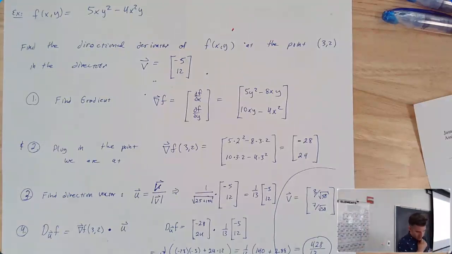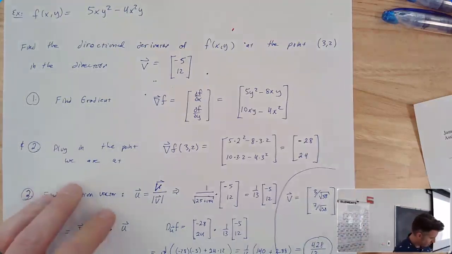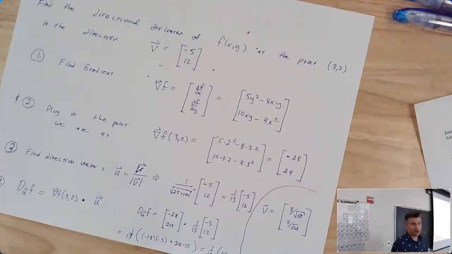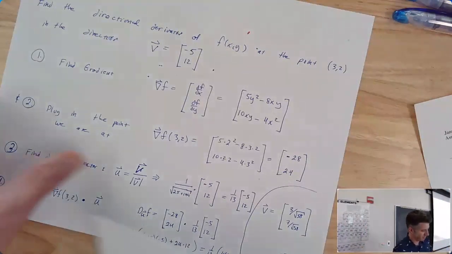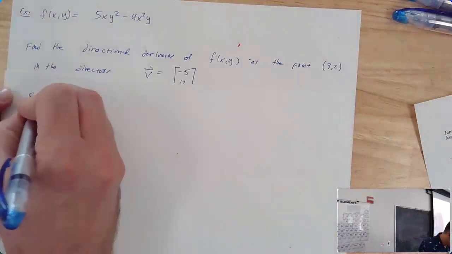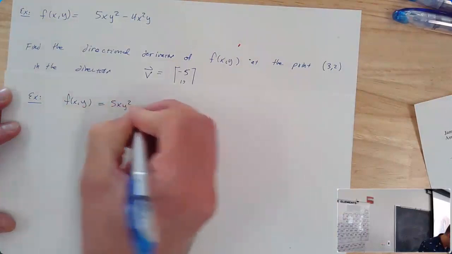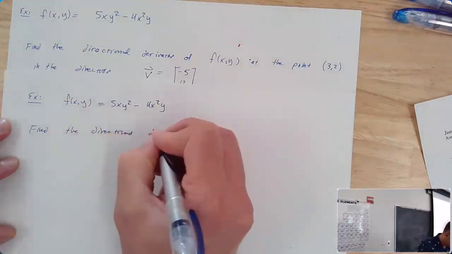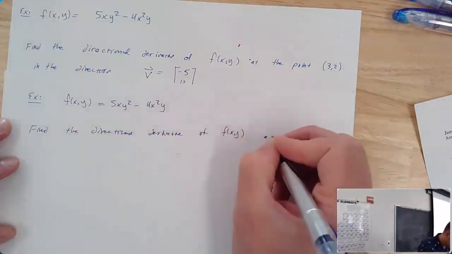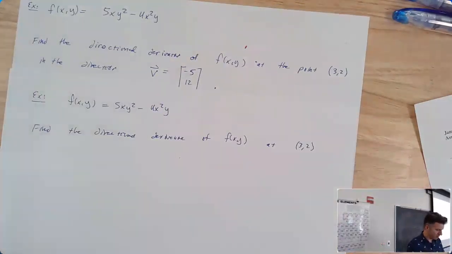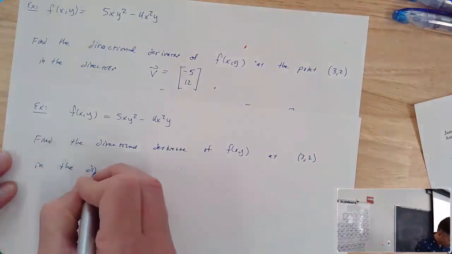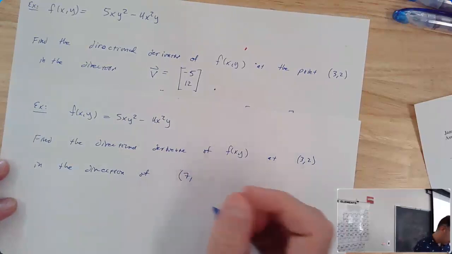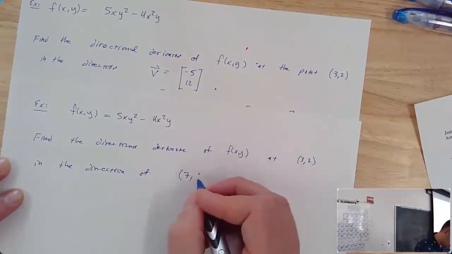Let me ask you a slightly different question, but let's use the same function. Here's another way of phrasing this question that asks you to do something just a tiny bit different. It's still mostly the same. I still have f of x, y equal to 5xy squared minus 4x squared y, and I still want to find the directional derivative of this function at the point 3, 2. Now be careful here, watch what I write next, because it's going to be slightly different. In the direction of, let's say, 7 comma, do I want to make it really easy? Sure, 7 comma 6. That's not easy, James. 7 comma 5.